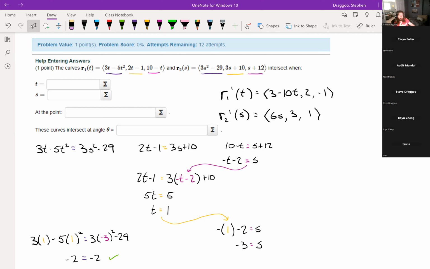But we've got these two curves, figuring out where they intersect and the angle at which they intersect. Well, I just want to set the curves equal to each other. So I'm going to set each of their components equal: the x components, the y components, and the z components. And then I have a system of three equations with two unknowns. So I just need to check through a couple of them and see that I can find a solution.